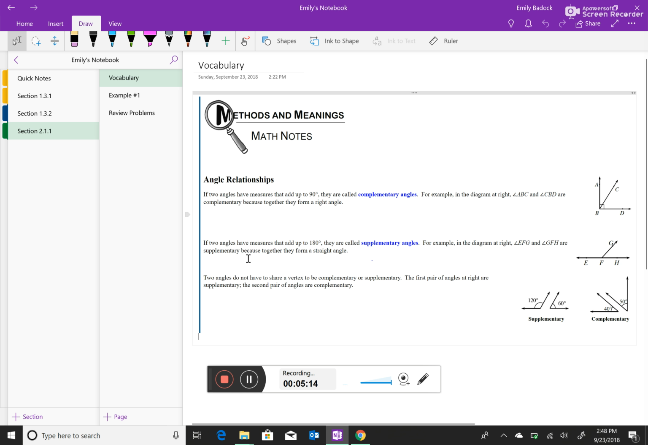So I know that complementary goes with 90 and 180 goes with supplementary because C comes before S and 90 comes before 180. I know that's not a great way to remember it, but it's worked for me. If you come up with any other great ideas of how to remember that, I'd love to hear it.